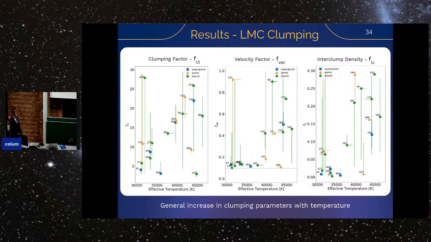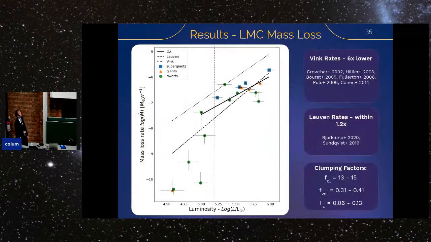when predicting stellar evolution. This is not super intuitive, but there's recently been some theoretical work that thinks there's also a trend with the growth rate of the instability in the wind that goes with temperature as well. So there's some theoretical evidence that agrees with what we're finding, which is nice. And so we can skip straight through to the mass-loss rates.